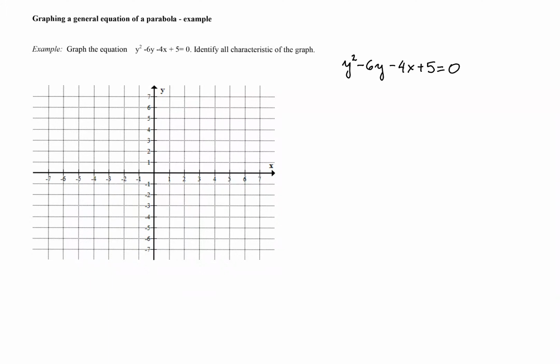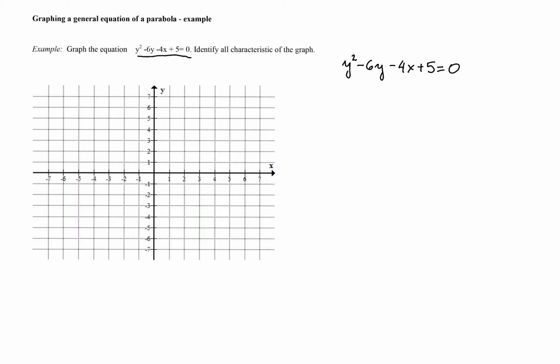In this exercise, we are to graph the equation y squared minus 6y minus 4x plus 5 is equal to 0. This is an equation of a parabola since the y variable is squared and x is in the first power. This is the general equation of a parabola. So before we graph, we'll write this equation in standard form.